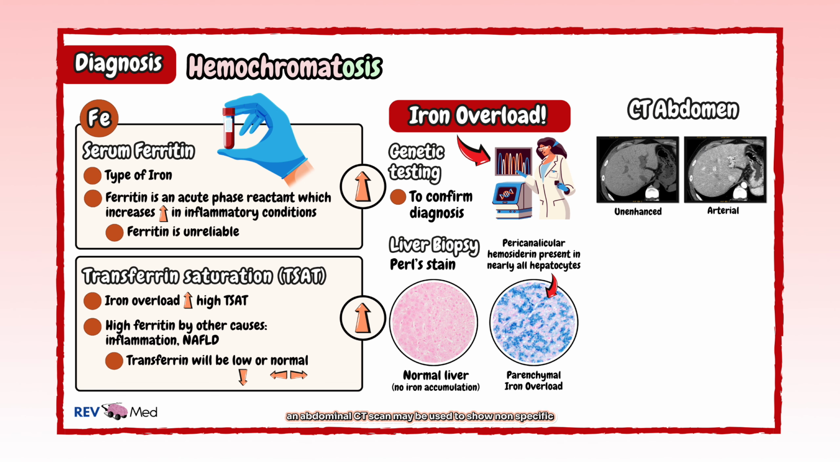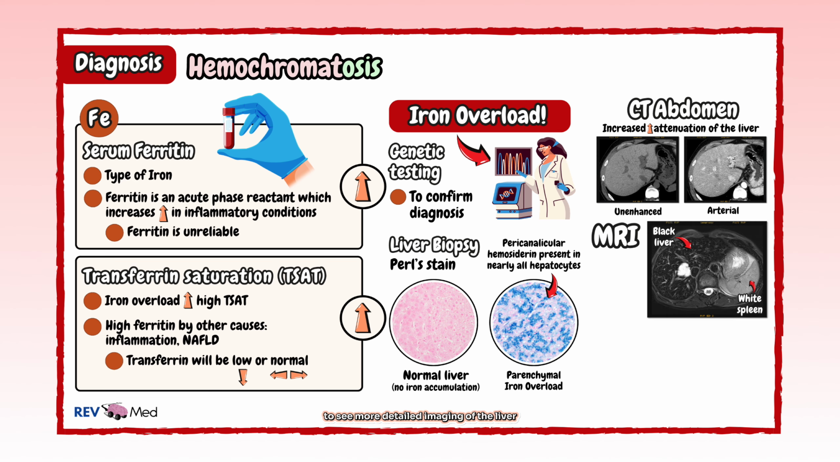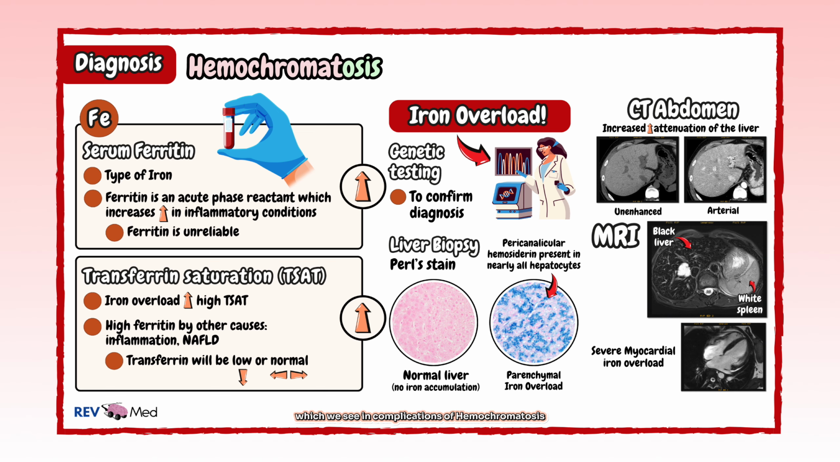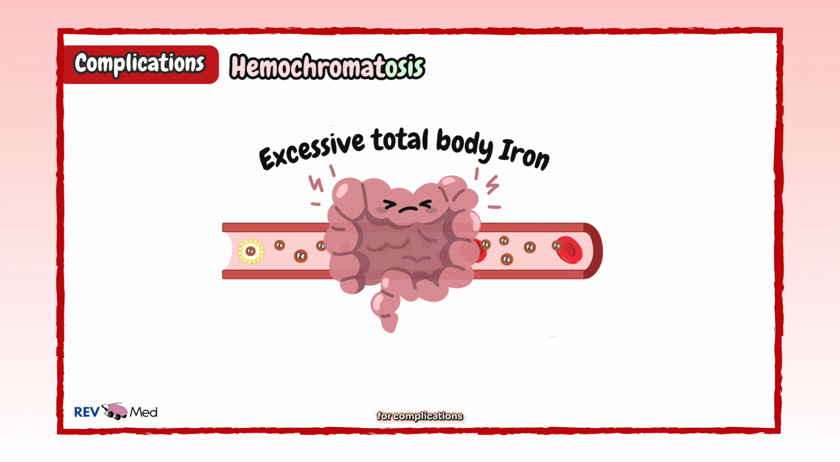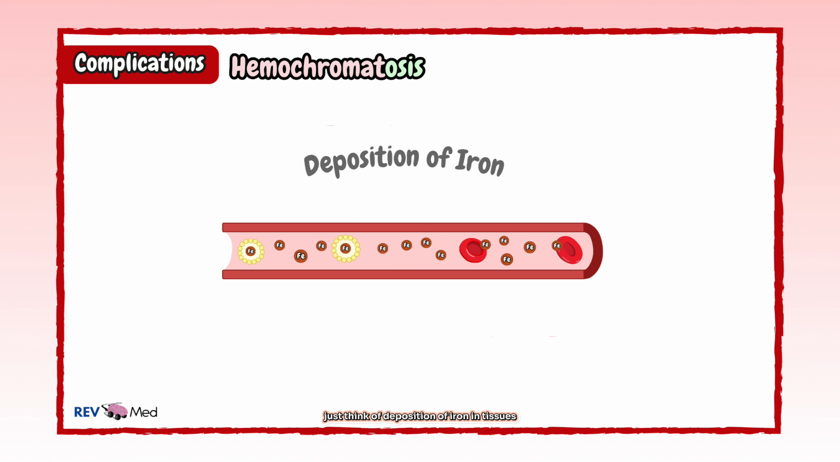An abdominal CT scan may be used to show nonspecific increased attenuation of the liver. That may alarm us and suggest iron overload in the liver tissue. And we can use an MRI scan to see more detailed imaging of the liver deposits of iron. An MRI can also be used to see iron deposits in the heart, which we see in complications of hemochromatosis. For complications, just think of deposition of iron in tissues.